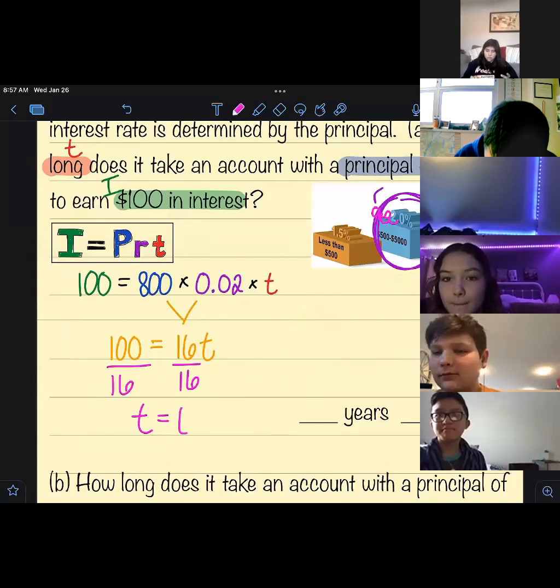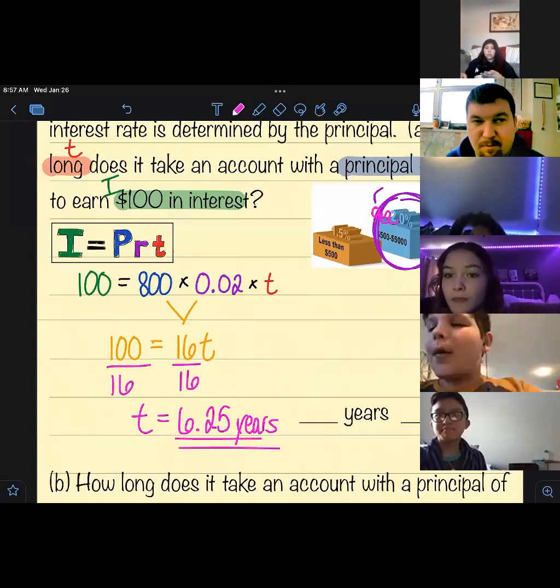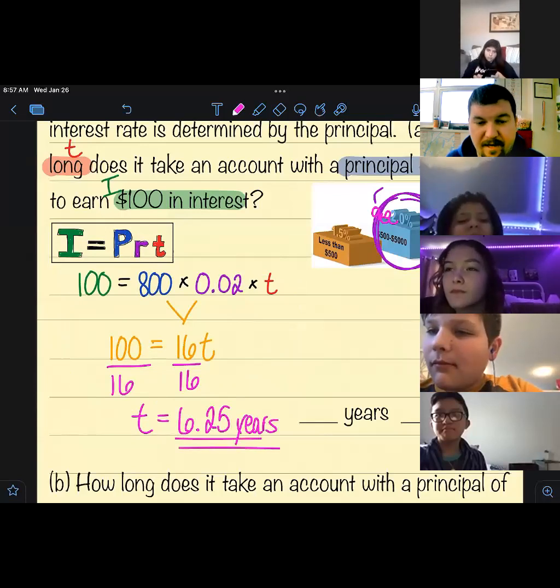That's going to give us T equals, and then someone else tell me what 100 divided by 16 is. 6.25. 6.25, good job. So our answer is in years, and this answer is perfectly acceptable. That 6.25 years is a great answer.